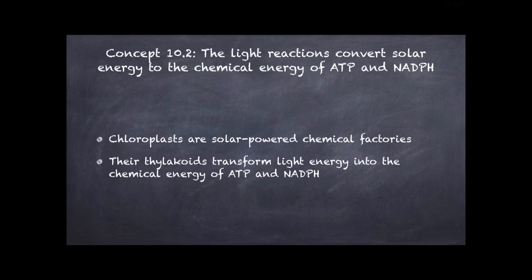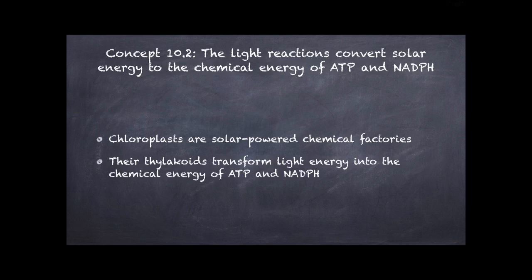In 10.2, we are going to talk about light reactions and how they are involved in converting solar energy, which we said was light energy from the sun, to chemical energy, which is sugar. They are using ATP and NADPH, two crucial components from light reactions that go into the Calvin cycle. So the first thing is we talked about chloroplasts, which are located in plants.